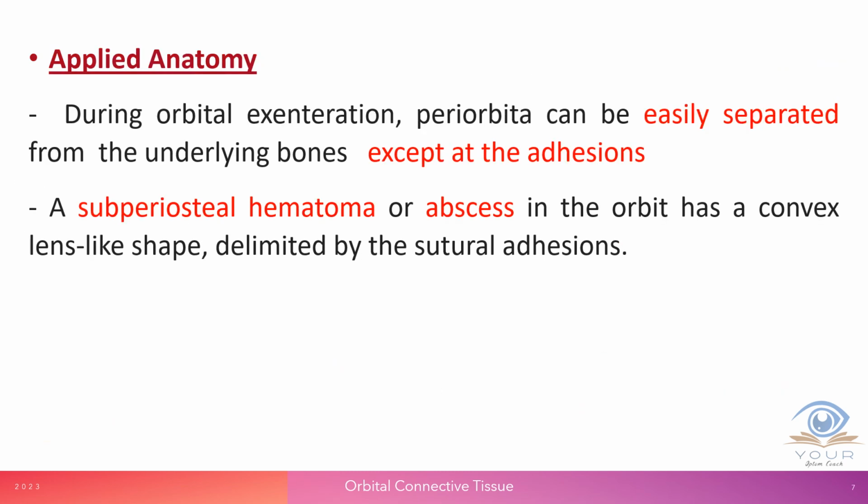So coming to the applied anatomy of periorbita, during orbital exenteration, periorbita can be easily separated from the underlying bones except at the adhesions. Adhesions means the sutures, the foramina where it is very well attached. A subperiosteal hematoma or abscess in the orbit has a convex lens-like shape. This is an MCQ point, delimited by the sutural adhesions.